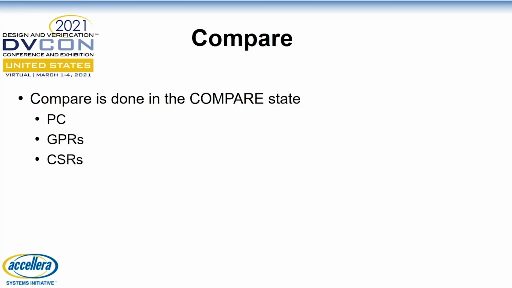Okay, so as you can see from the state machine, the compare is done in the compare state. In the compare state, we're going to compare the program counter, all the general purpose registers, and the CSRs. Okay, the PC is very simple, right? It's drill down into the RTL, grab the PC, get the PC from the reference model, and compare. The GPR compare is a little more interesting, which I'll talk about on the next slide.